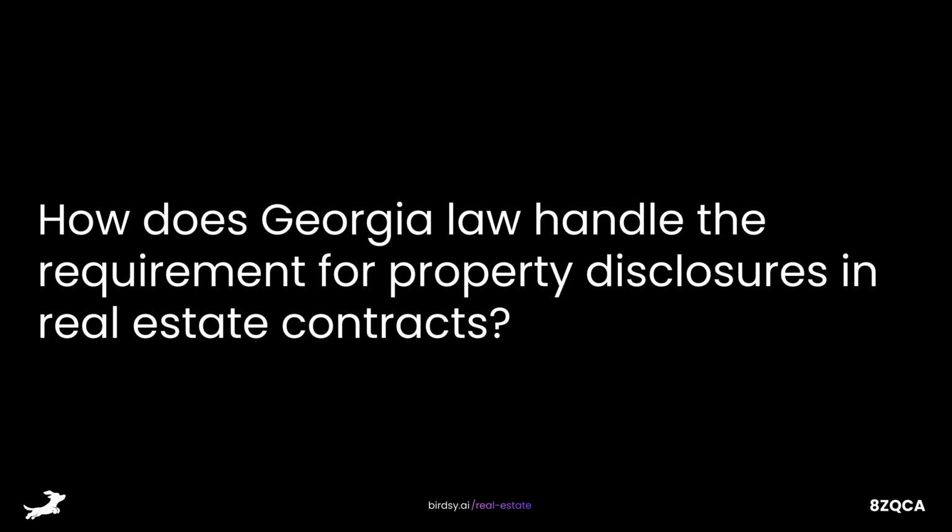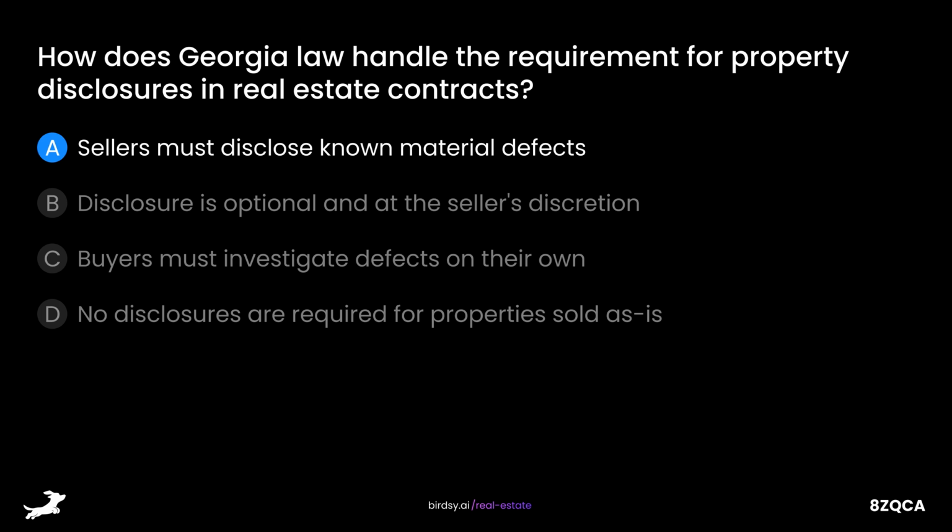How does Georgia law handle the requirement for property disclosures in real estate contracts? Is it A, sellers must disclose known material defects? B, disclosure is optional and at the seller's discretion? C, buyers must investigate defects on their own? Or D, no disclosures are required for properties sold as is? The answer is A, sellers must disclose known material defects.